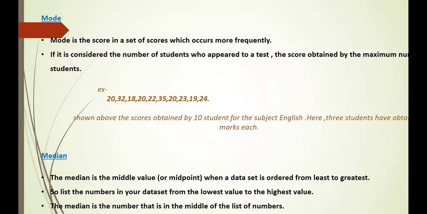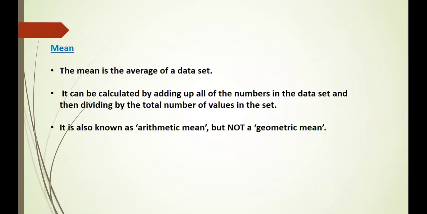Here, first we should arrange the data in order. Then the middle value is the median. After that, next I will explain to you about mean. Mean is the average of a data set.